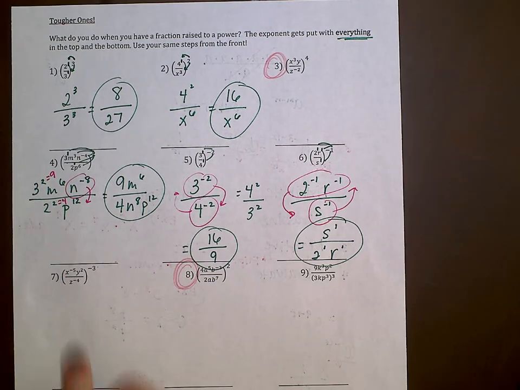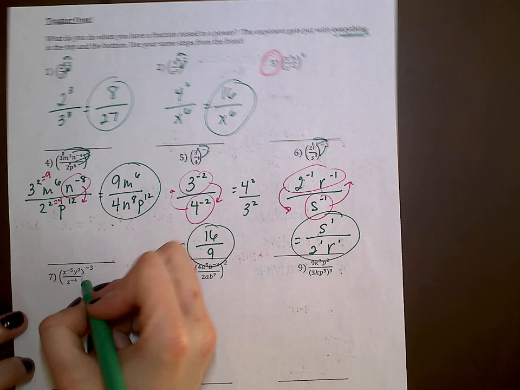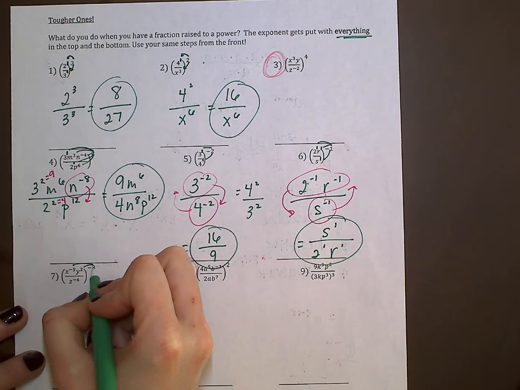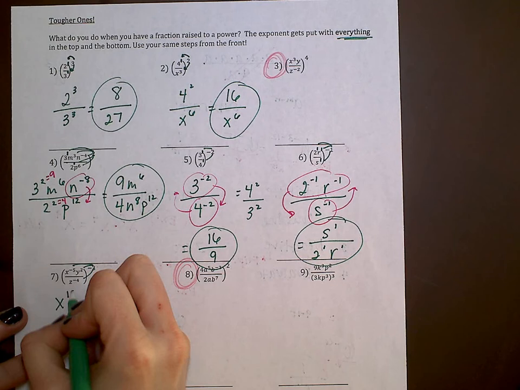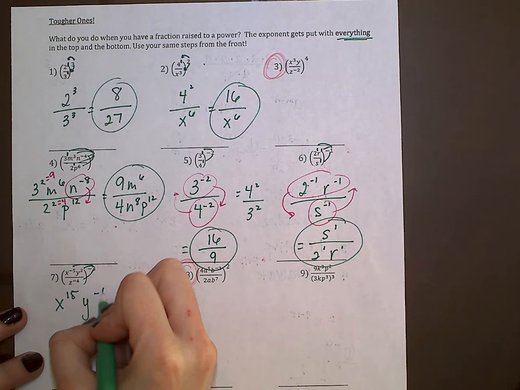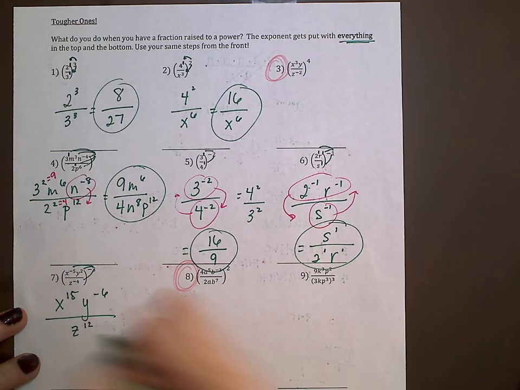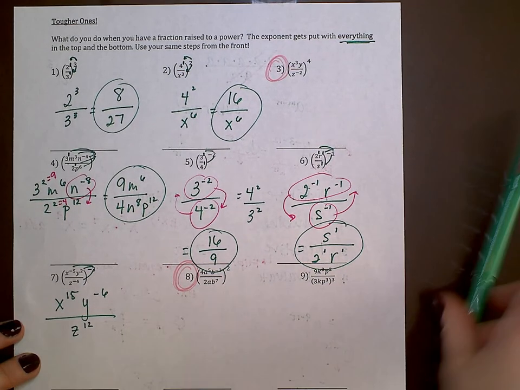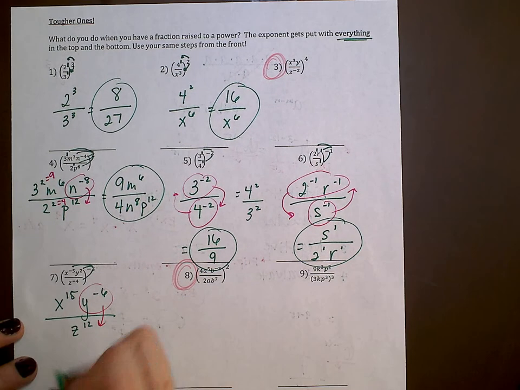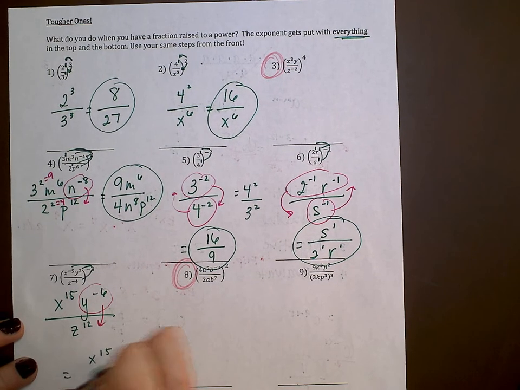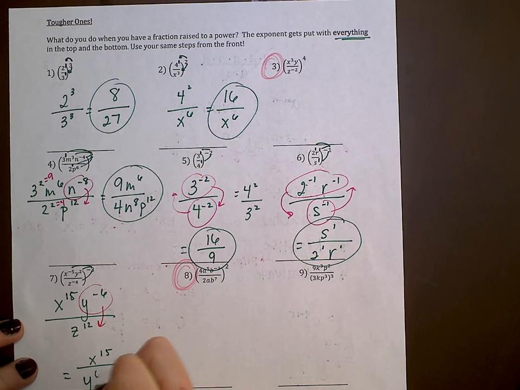All right, number 7 here, same thing. It's kind of getting redundant, so sorry. This would be x to the positive 15, watch your signs, y to the negative 6 over z to the positive 12. And then I would need to move the y down to the bottom. So my final answer would be x to the 15th over y to the 6th, z to the 12th.